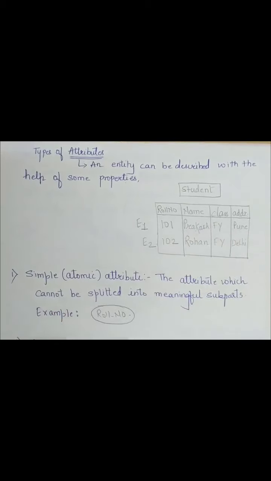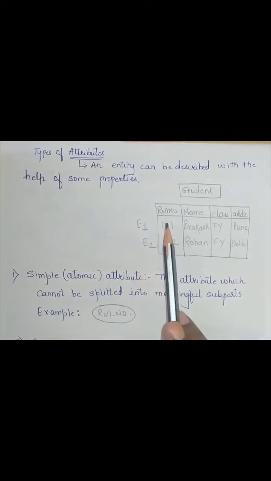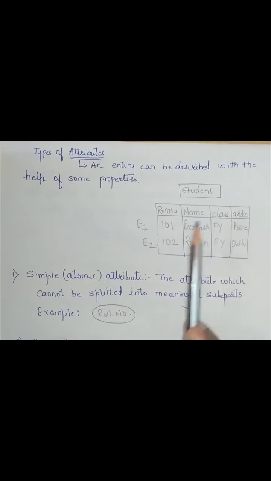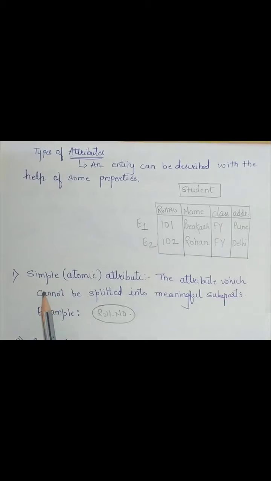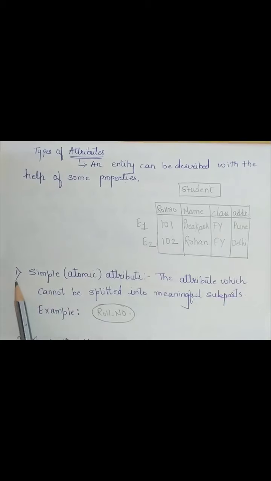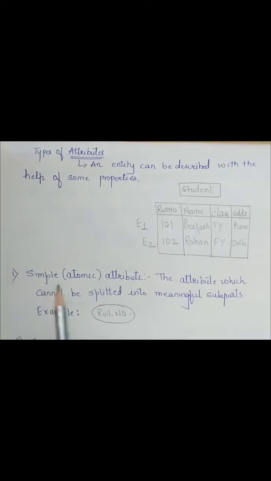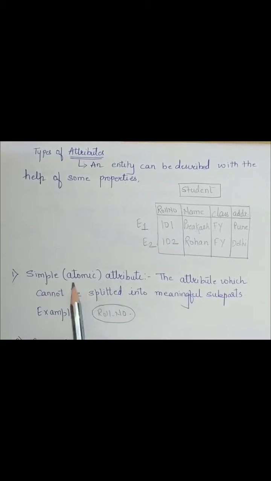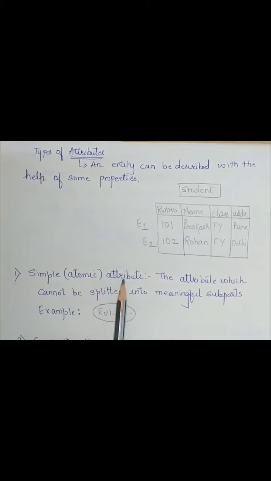So basically what is an attribute? An attribute which is used to describe an entity is said to be an attribute. Examples here are roll number, name, class and address. Now let's see what are the types of attributes. Very first is the simple attribute. Why is it said to be a simple attribute? Another name for it is atomic attribute.